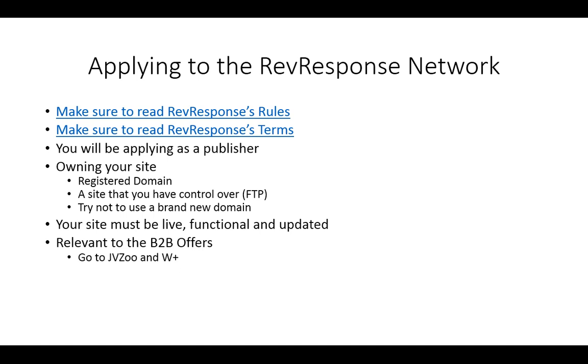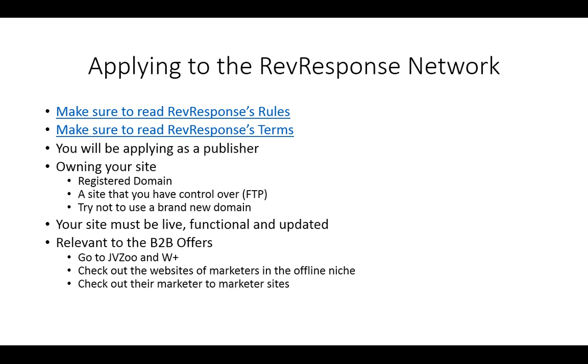Go over to the Warrior Forum and JVZoo and check out the websites of marketers in the offline niche. Right? And when you do that, what you want to do is check out their marketer to marketer sites. So in other words, look at the websites of individuals who are in the offline niche and they are selling information products to other offline marketers. Right? And they're going to have offers on the JVZoo network. So you should be able to look at them and kind of get a sense for what it is that they are actually doing, what it is that they talk about on their blogs or on their website.